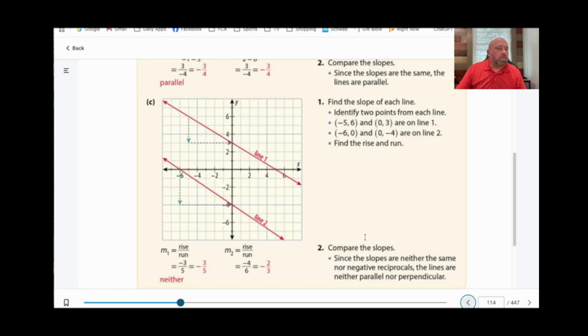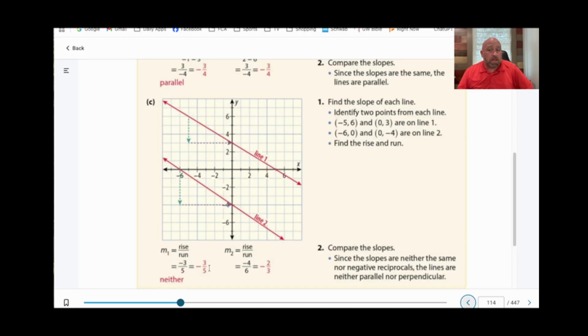Okay, real quick, jump over here to your book, page 114. Let's look at C here in the book. I'm not really going to take time to do it on the screen, but notice line 1 looks like it probably never crosses with line 2. And so you might just assume, hey, those must be parallel lines. But notice if you actually do the points and you plug those in, you will come up with one slope is negative 3 over 5, and then the other slope is negative 2 over 3. So those are not the same.